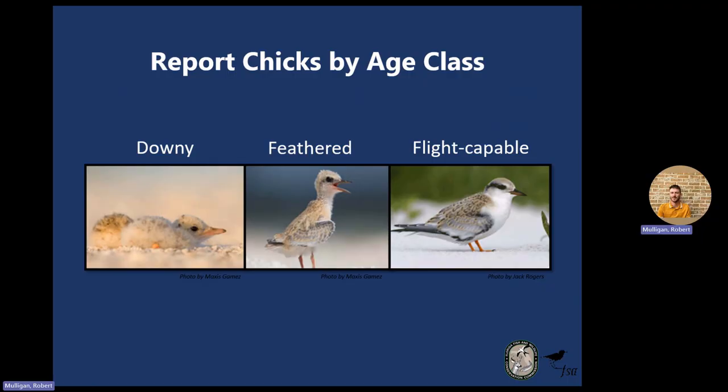Flight-capable young, pictured on the right, are typically 3 to 4 weeks old. They have learned to fly and can fly in short bursts. As soon as a chick is able to do this, they are counted as flight capable. These chicks are now close in size to the adults.